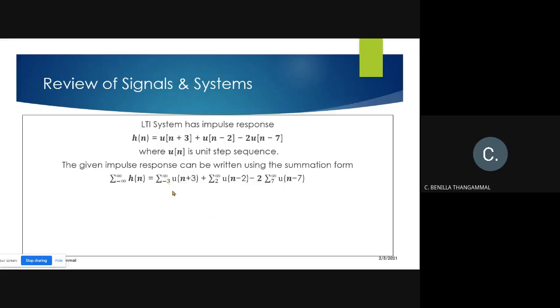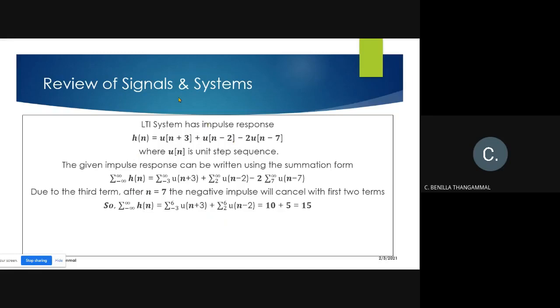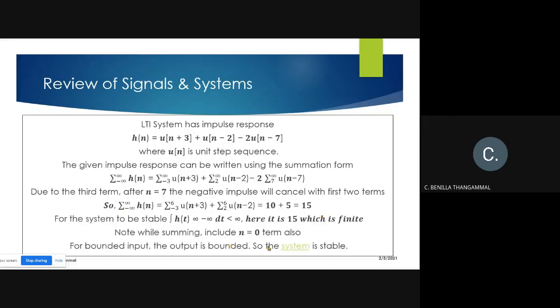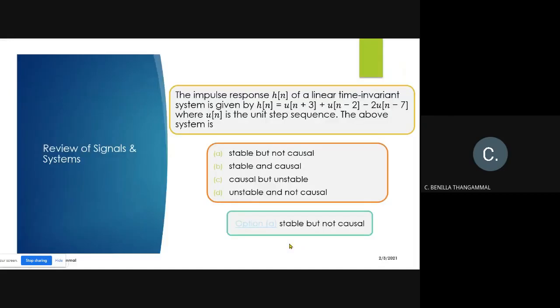So minus 3 to 6. How many values do you have? Minus 3, minus 2, minus 1, 0, that is 4, then 1 to 6, so 10 values. Then 2 to 6 is 5 values, so totally 15. So the summation from n equals minus infinity to plus infinity of h of n is equal to 15. So it is finite, and since it is finite, it is said to be stable. So the option is going to be A, stable.